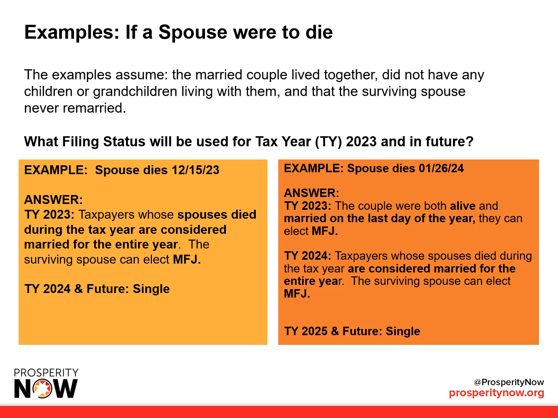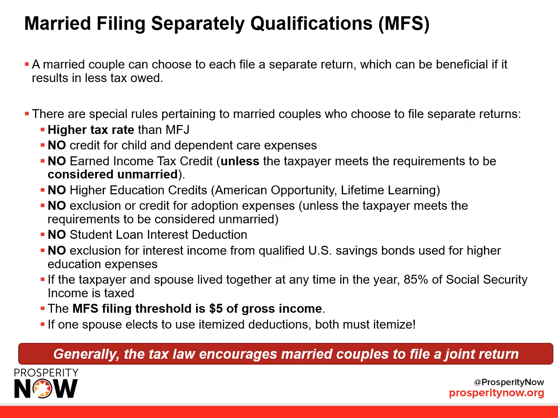Take a look at these scenarios for the date of a spouse's death. Those will determine options for filing in the following tax season. A married couple can choose to each file a separate return, which can be beneficial if it results in less tax owed. There are special rules pertaining to married couples who choose to file separate returns.